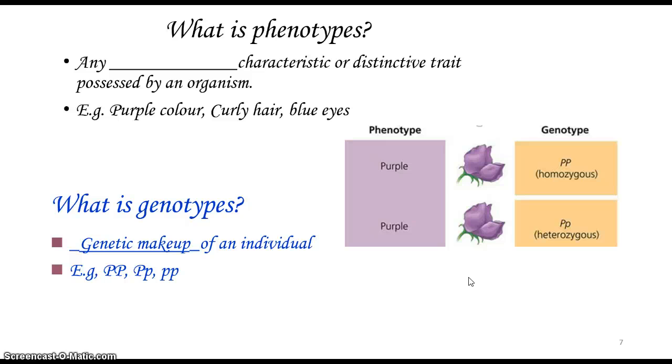Okay, what is genotype? Genotype is the genetic makeup of an individual. So in the case of the purple flower, if we use big P to denote the dominant allele, the genotype for this purple flower will be capital letter PP. And in the case of heterozygous, it can be big P and small p. So phenotypes, genotypes.